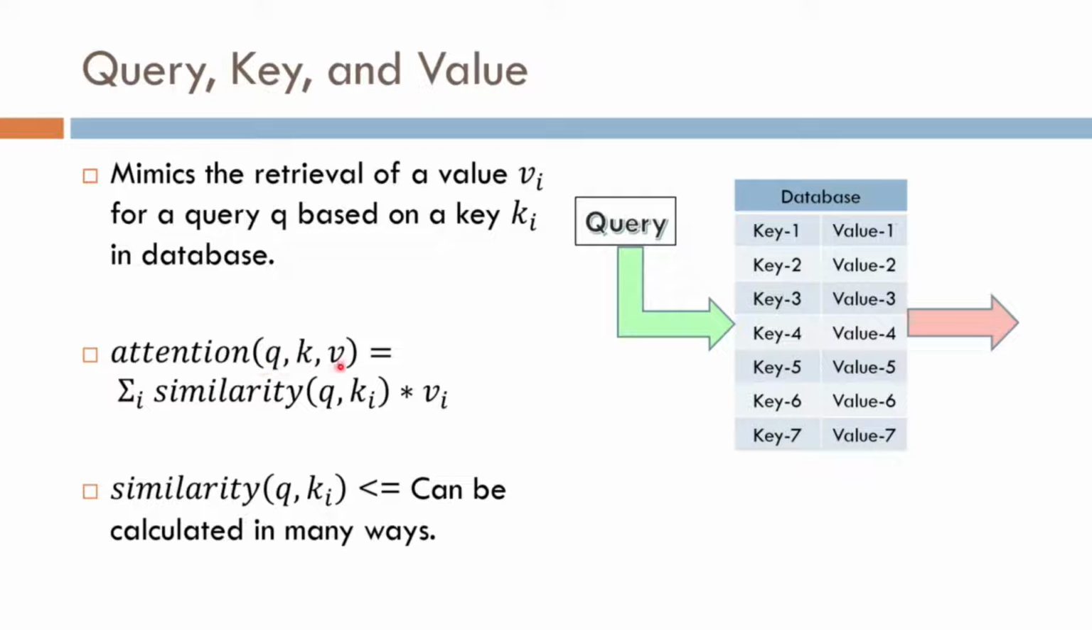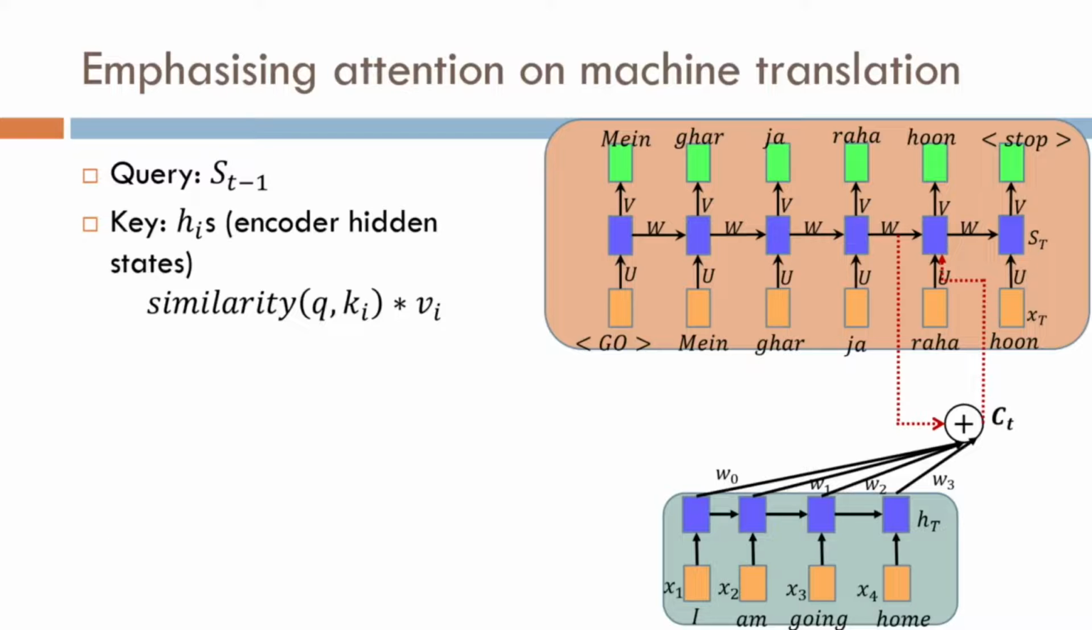to get the overall attention scores between query, key and value. First we get the similarity between query and key, then we multiply it with the value. This similarity between query and key can be calculated in many ways, based on which researchers have proposed techniques. Let's map this concept of query, key and value to the machine translation example, where we're translating from English to Hindi.